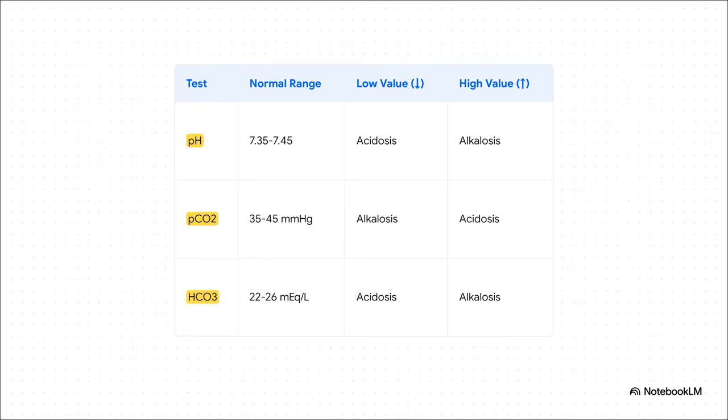Let's look at the actual values you need to know. A pH below 7.35 means acidosis. Above 7.45 is alkalosis. Easy enough. For bicarb, or HCO3, it's also straightforward. Low is acidic, high is alkaline. But now look at CO2. It's the opposite. A low CO2 means alkalosis, and a high CO2 means acidosis. This is the one that trips everyone up, so burn this into your brain.